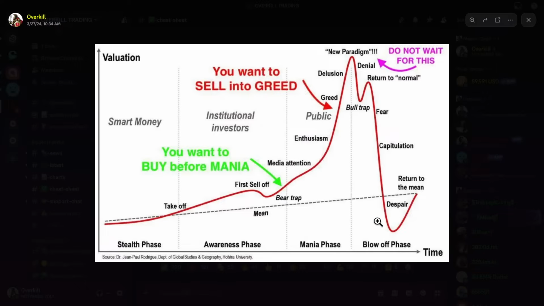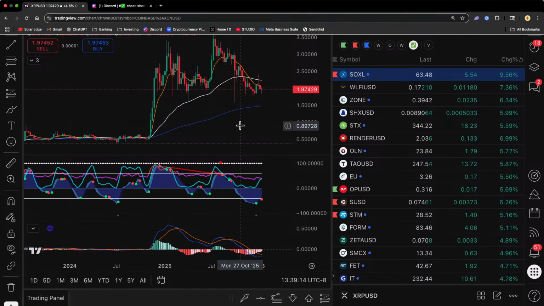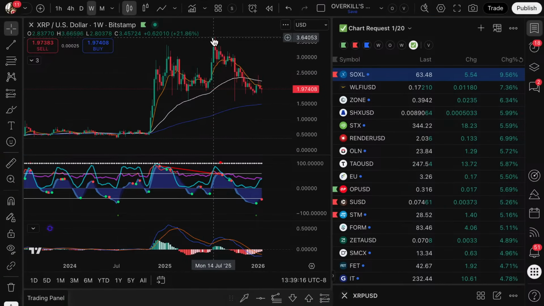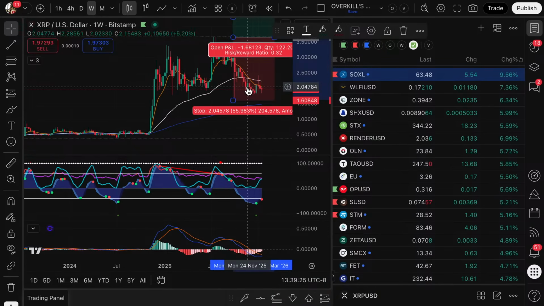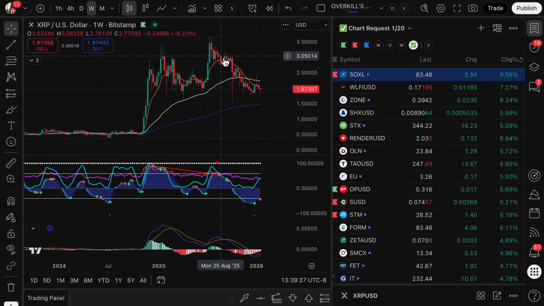That's where I measure despair. So if you go to XRP, you can see that the high was up here at 3.50, a 60% pullback. We're sitting at around 51 to 52. The full pullback was about 55%. So I count that as capitulation.